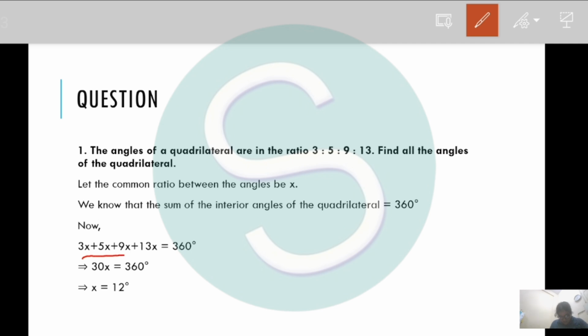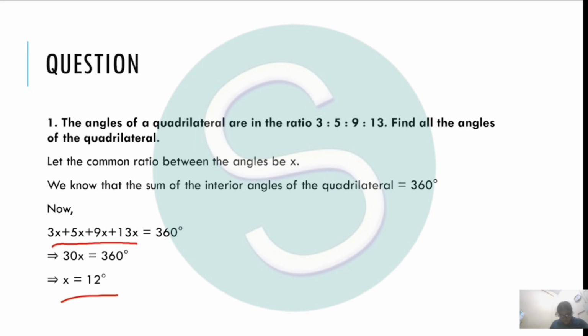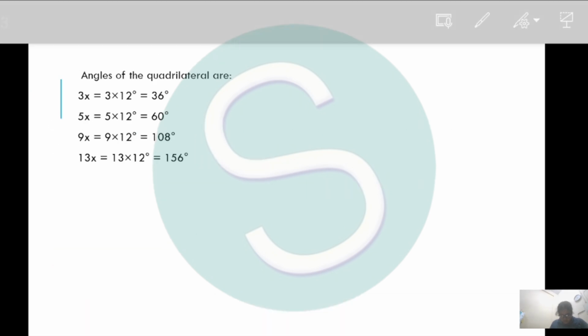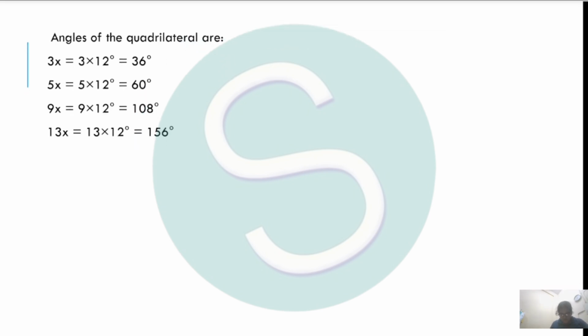And when we write 3x plus 5x plus 9x plus 13x, we know that इनका सम 360 डिग्री के इक्वल होता है. So this implies 30x equals 360 degrees. So x equals 12 degrees. Now अगर x की वैल्यू 12 है तो 3x हो जाएगा 36 डिग्री, 5x हो जाएगा 60 डिग्री, 9x हो जाएगा 9 into 12, 108 डिग्री, and 13x हो जाएगा 13 into 12, that is 156 degrees.